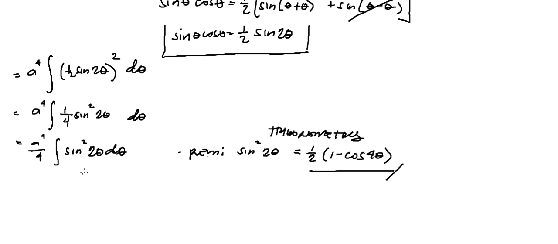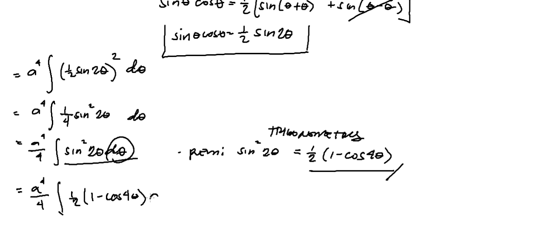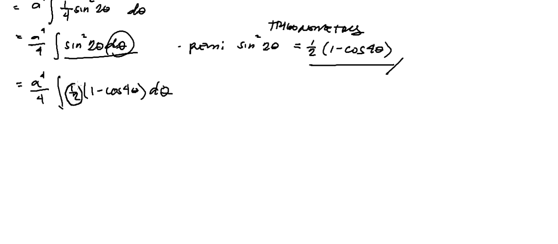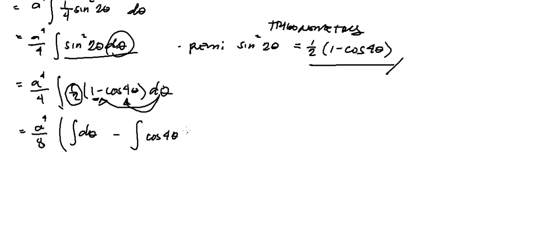Okay, so we have a to the 4 all over 4 integral of our sine squared 2 theta is equal to 1/2 times 1 minus cosine 4 theta. Okay, then our d theta. Then let's also move back the constant value outside. So we have a to the 4 all over 8, then multiply by the integral of 1 d theta or d theta minus the integral of cosine 4 theta d theta.